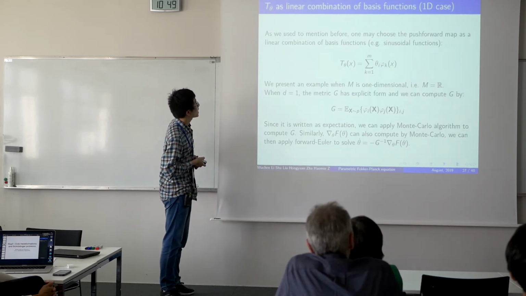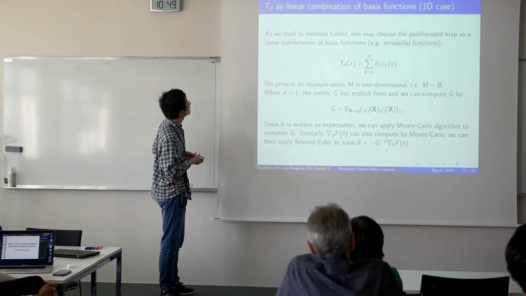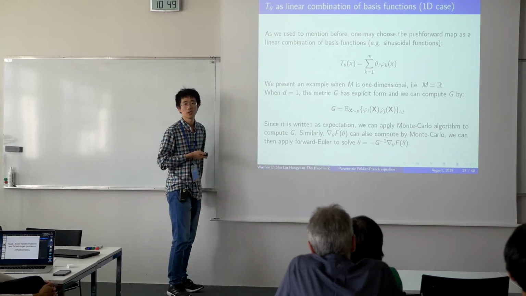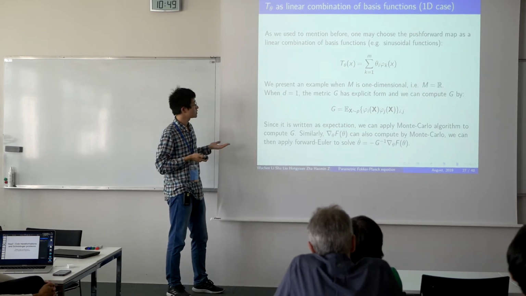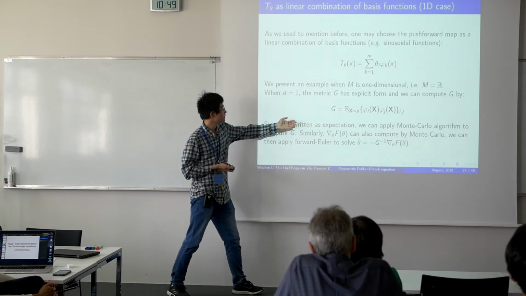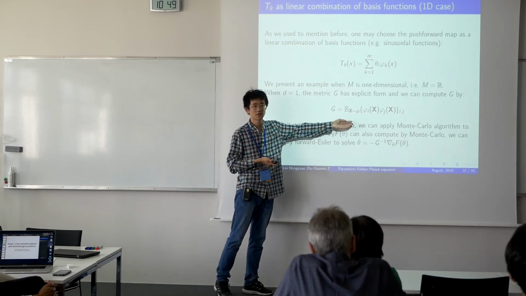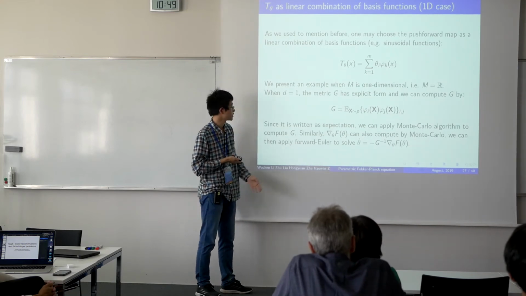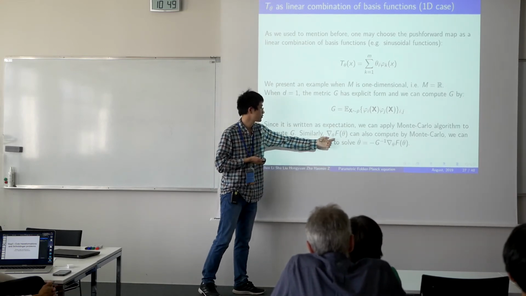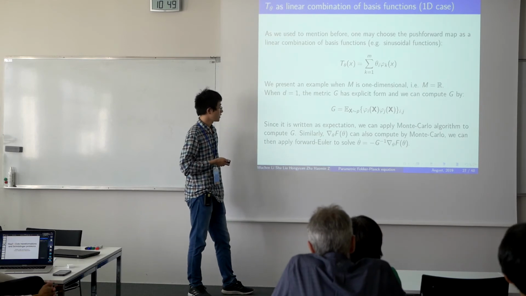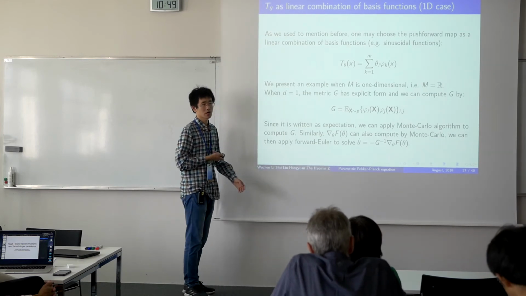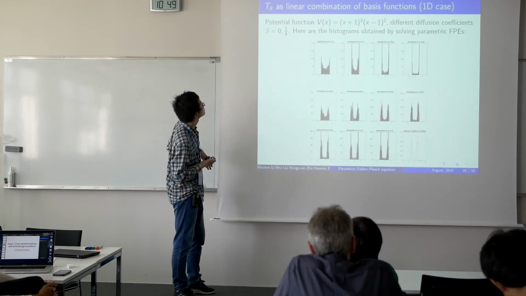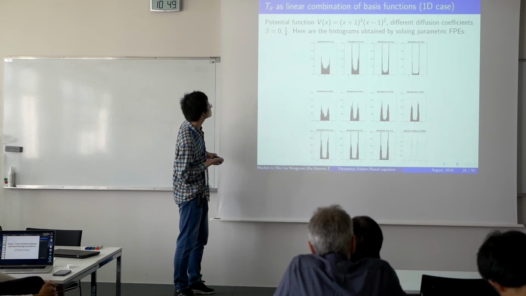Okay. Now I can say something about our algorithm and show you some results. We actually tried two T theta. The first T theta is a linear combination of basis functions. When the dimension equals 1, it is very easy to compute. The metric tensor G is very easy to compute. It's just the expectation of phi i, phi j. You can use Monte Carlo to approximate G. You can also use Monte Carlo to compute the gradient of f theta. And thus, you can apply forward Euler to solve the parametric equation. And here are some numerical results.